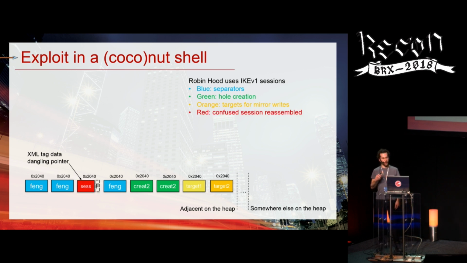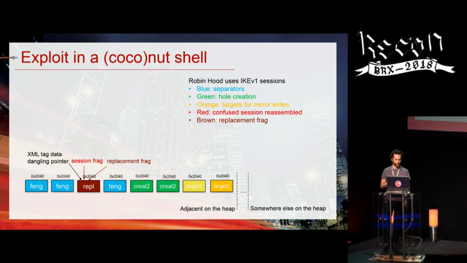Then I'm sending a different session to allocate a chunk into this hole. So I have the dangling pointer and the IKEY first fragment in red pointing to the same chunk. I'm triggering the repeatable free primitive, which results in freeing the red fragment. And now I'm sending another session in brown to replace the red fragment with another one. So I have a confused red fragment.